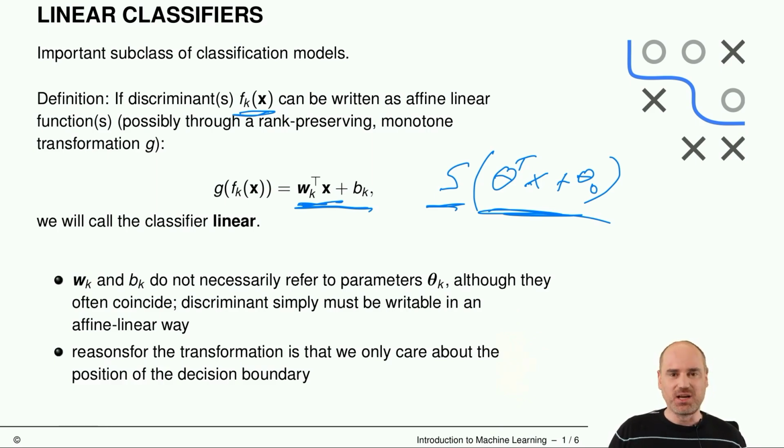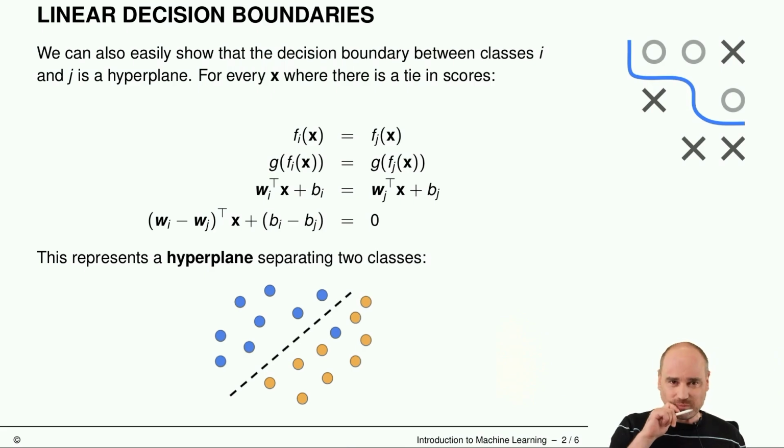So if you can take your discriminant functions and apply any univariate rank-preserving monotone transformation to them, to arrive at some affine linear function in X, then we would call the classifier linear. The w's and b's are not necessarily the parameters which are estimated by the model. They are just some constants that can be found, so that the structure of this function is indeed affine linear. Okay, so can we now show that if that definition holds, we actually have a hyperplane separating our classes, that our decision boundary is actually a hyperplane?